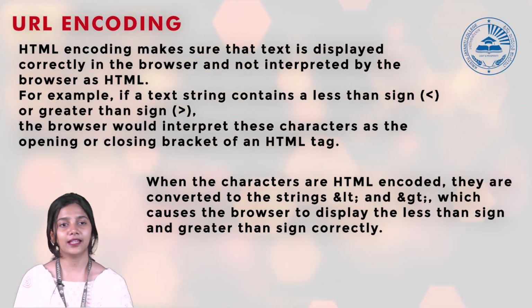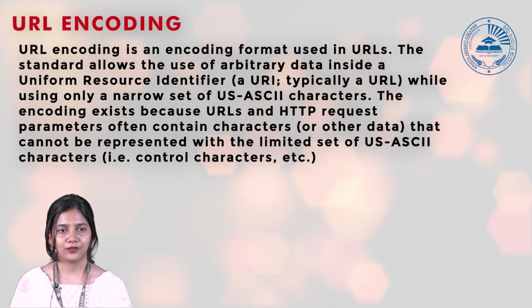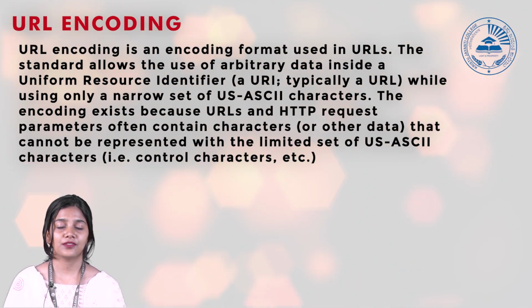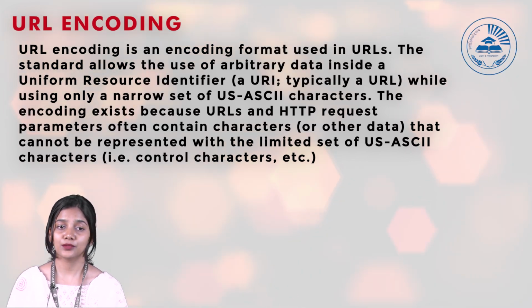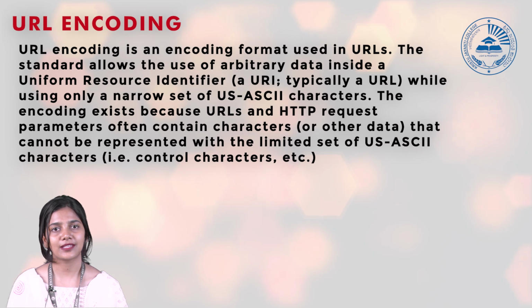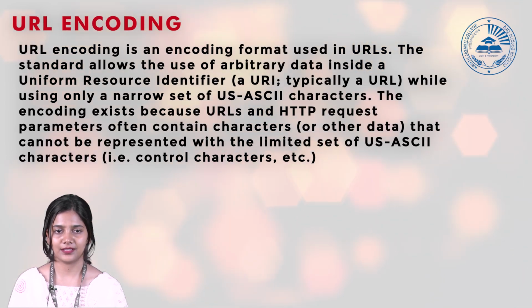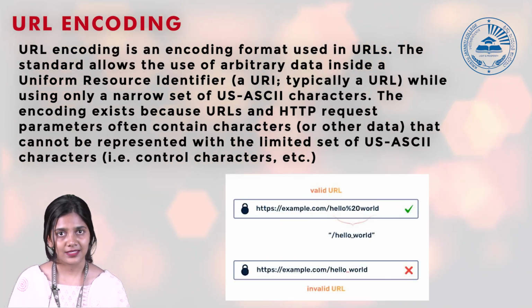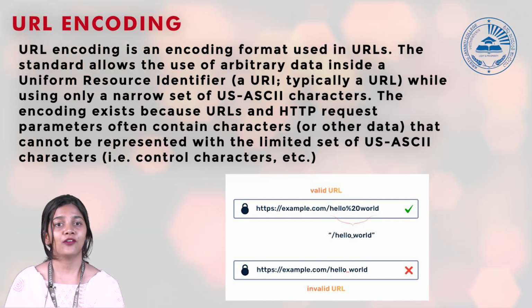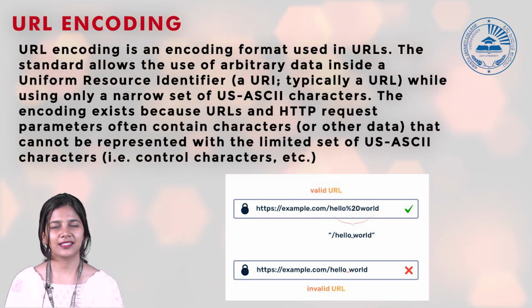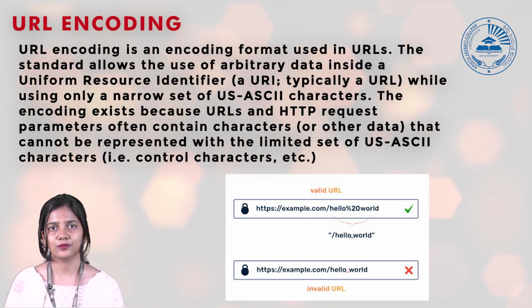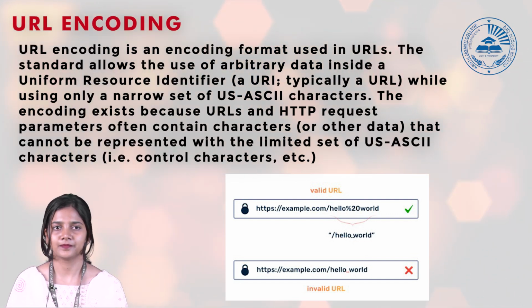URL encoding. It is an encoding format used in URLs. The standard allows the use of arbitrary data inside a uniform resource identifier while using only a narrow set of US ASCII characters. The encoding exists because URLs and HTTP request parameters often contain characters that cannot be represented with a limited set of US ASCII characters, such as the control characters.